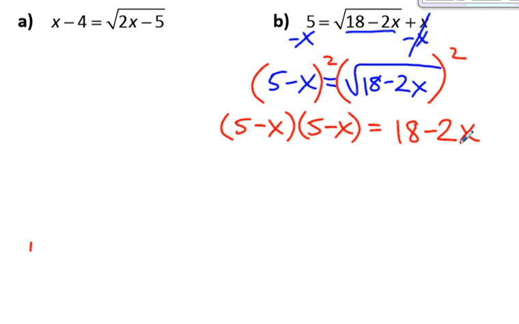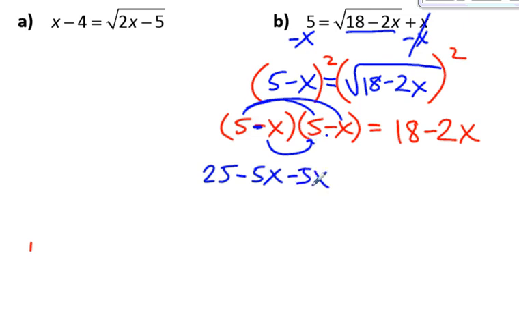So now we want to double distribute again. So 5 times 5 is 25. 5 times negative x is negative 5x. Negative x, again, times 5 is negative 5x again. And then, careful, negative x times negative x will be a positive. X times x is x squared. Watch out for those negatives. Other side stays the same.